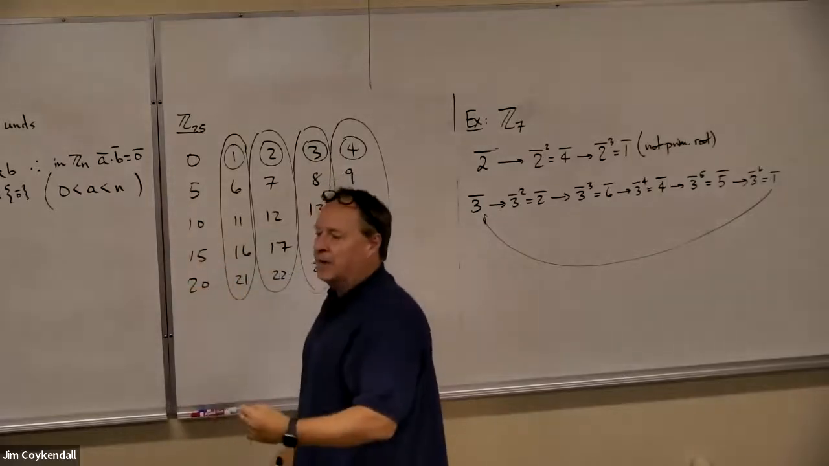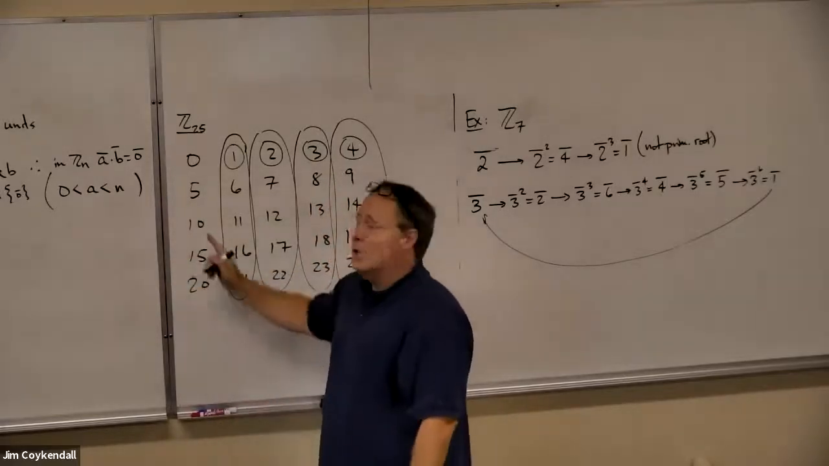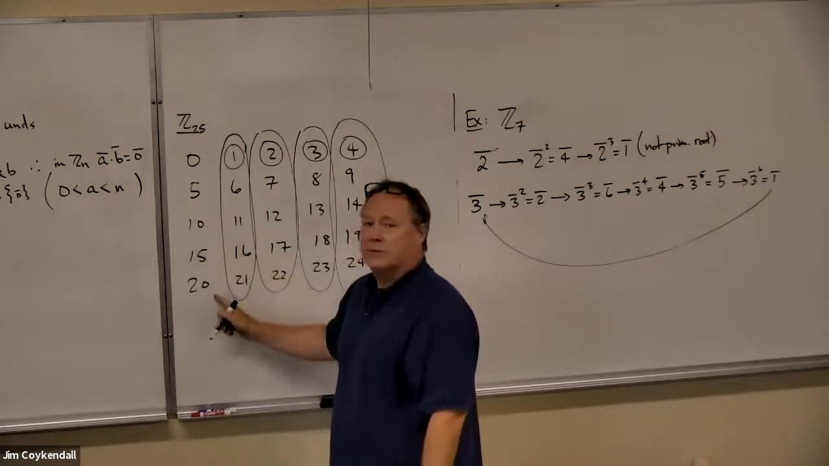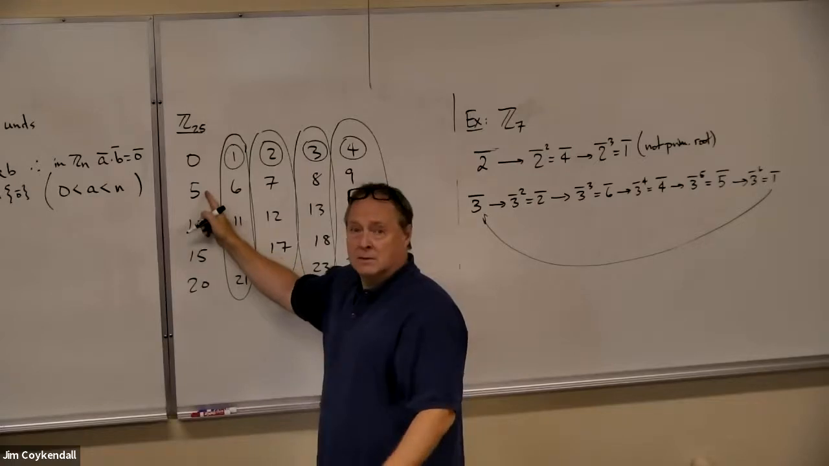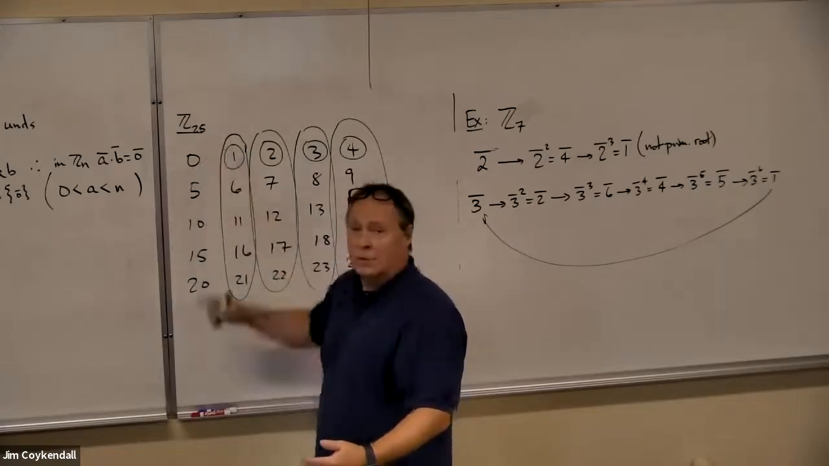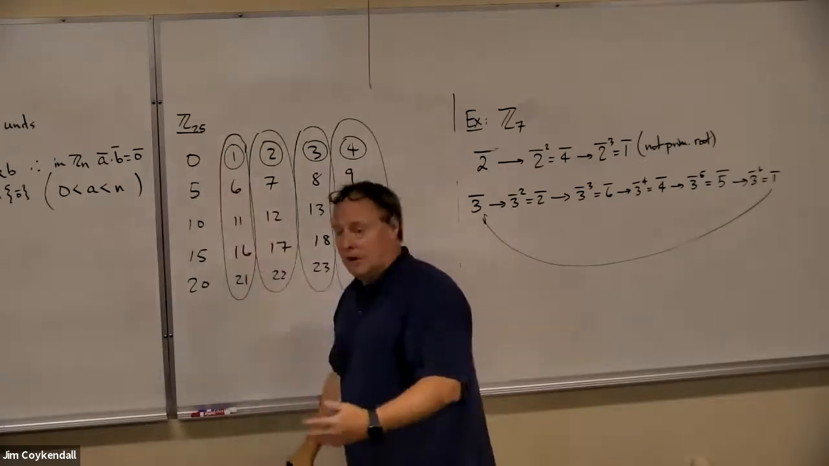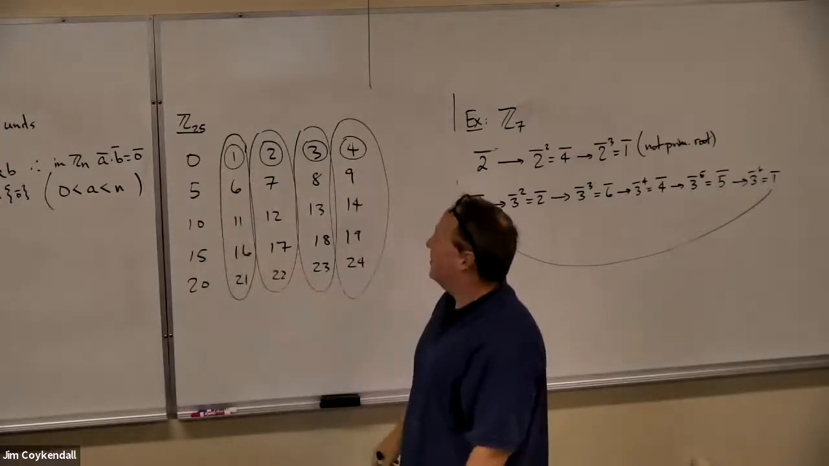And in fact, there's something even stronger called nilpotents. Notice when you square any of these, you get 0. Because when you square 5, well, 5 squared has a factor of 25, so it's equivalent to 0. So any of these squared is 0.